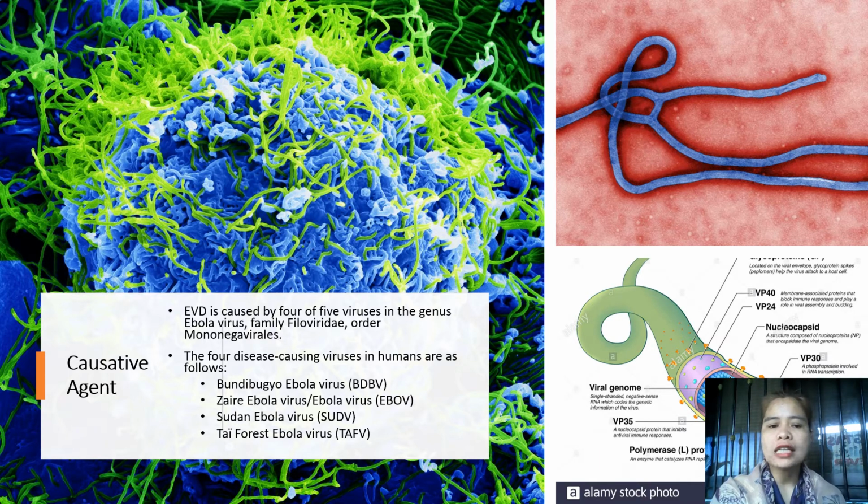The 4 viruses causing the disease in humans are as follows. We have the Bundibugyo Ebola virus, and then we have the Zaire Ebola virus, or the Ebola virus, Sudan Ebola virus, and Thai Forest Ebola virus. What do we notice about these names of Ebola viruses? They are named after the location where they were actually discovered.